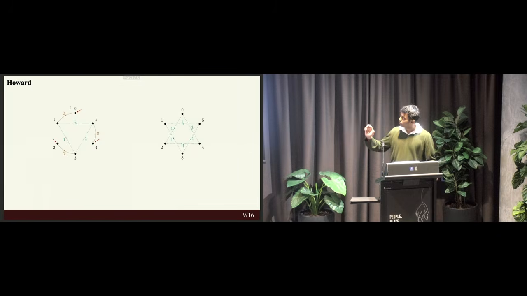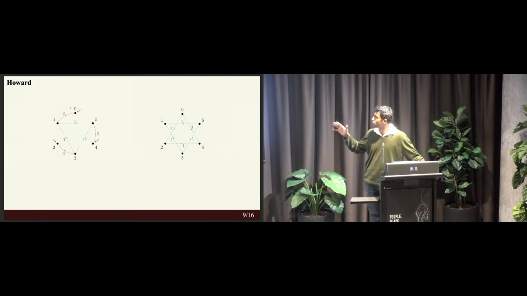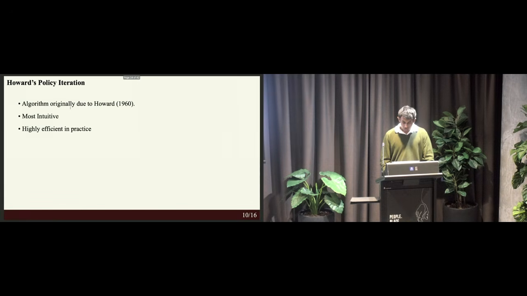Now, if we do Howard starting from this same policy, it finds that 0, 2, and 4 were improvable. It switches all three at once and it reaches the optimal policy. So we see Howard is more efficient in this sense, that it always takes a greedy approach, and that's generally the case. This algorithm originated in the 1960s, and it's most intuitive.